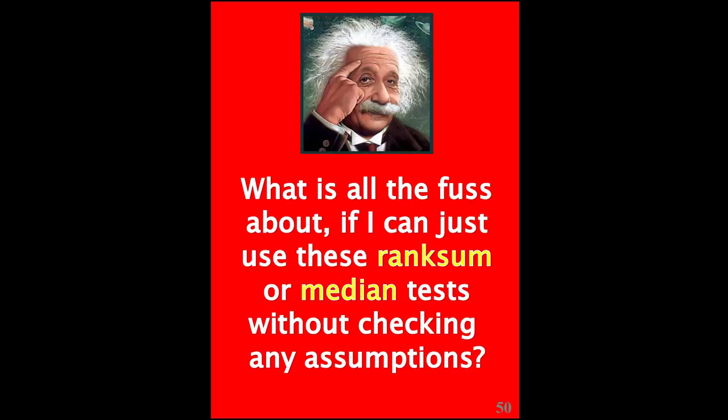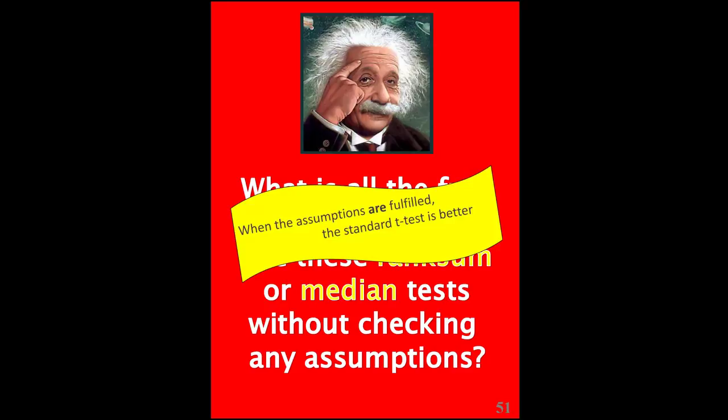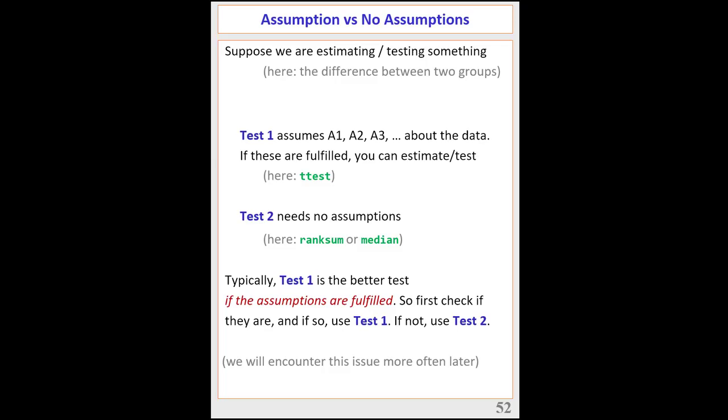And the answer here is, well, when the assumptions are fulfilled, we know that that standard t-test is way better than these rank sum and certainly than that median test. So if we can somehow show that indeed the assumptions are fulfilled, then by far the t-test is more appropriate than the other 2 that we could use. That is something that we will see quite a few times more. So this is the general thing that we could have here.